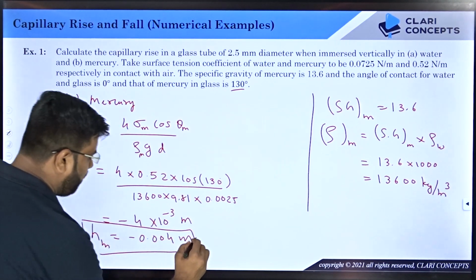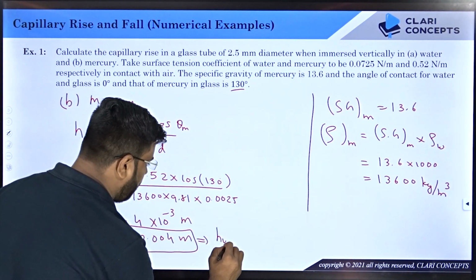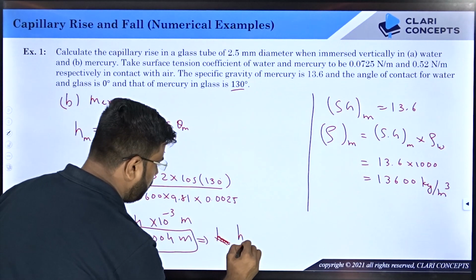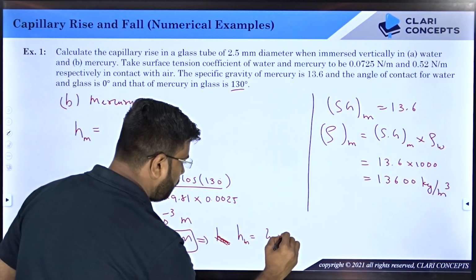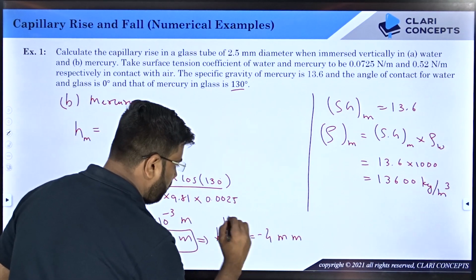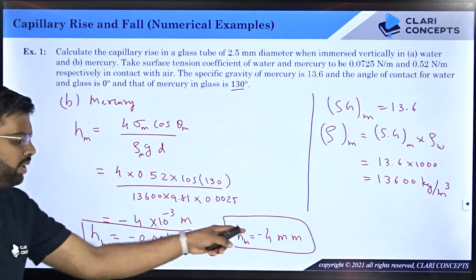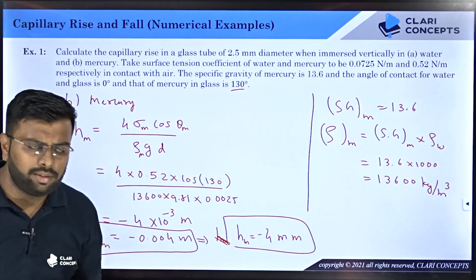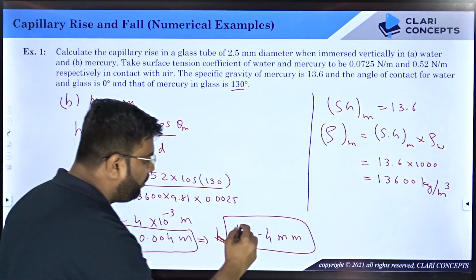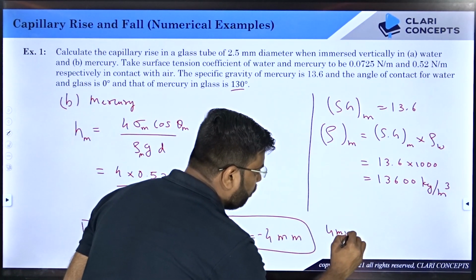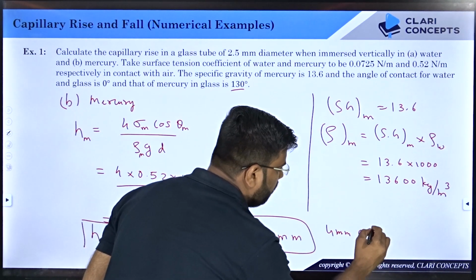If you convert this to mm, you will multiply it by 1000, you will get h mercury to be minus 4 mm, sorry. So what does this minus mean? Minus means that capillary fall has taken place. So the depression of the mercury level inside the tube will be 4 mm. So this is 4 mm capillary fall.